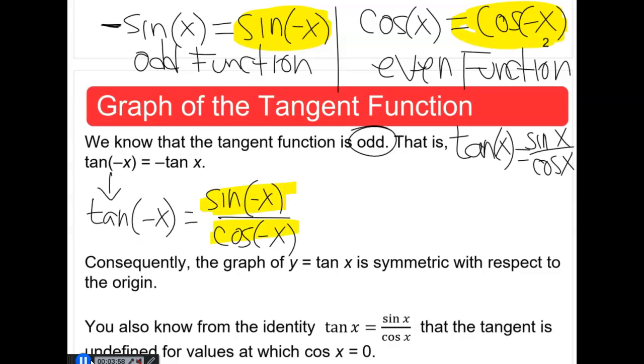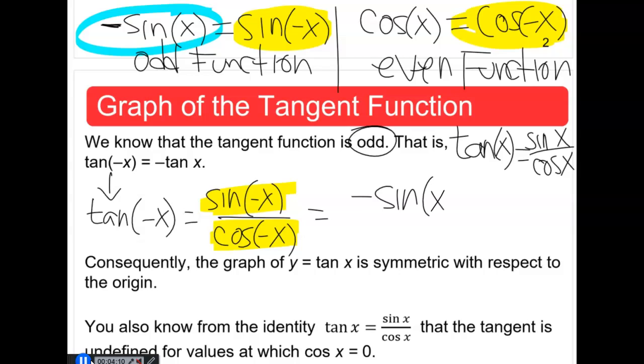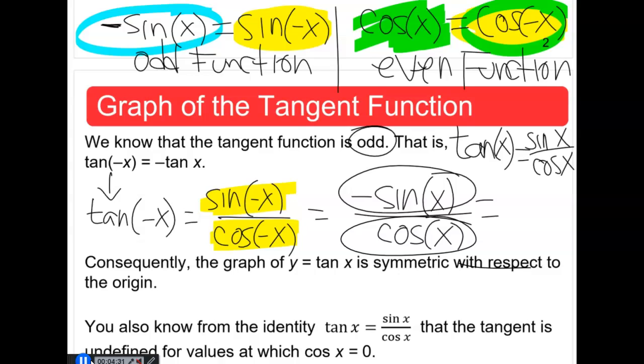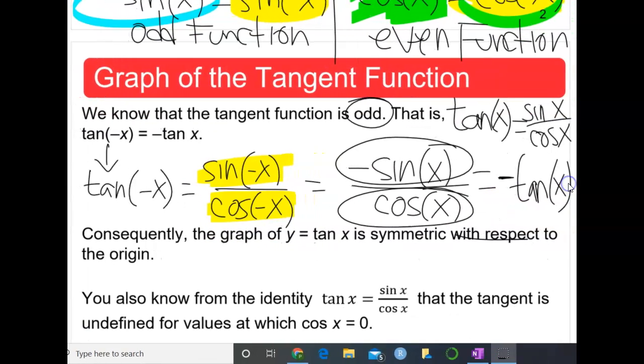Now, because sine is an odd function, I'm going to replace that with negative sine of positive x. And because cosine is an even function, I'm going to replace that with cosine of positive x. When you divide a negative by a positive, you are going to get a negative. And so this turns into negative tangent of positive x. And that is exactly what we were trying to get here. So that is a way to prove something called an identity.